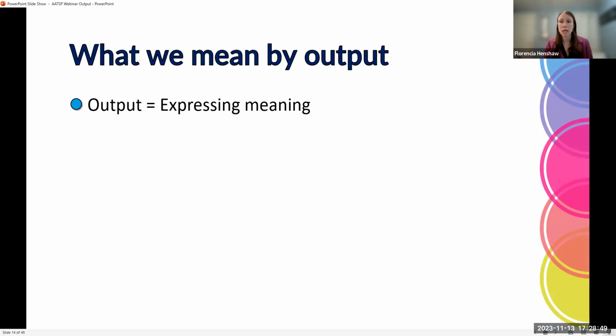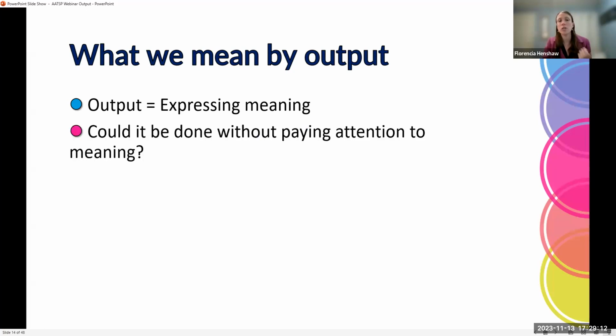So what we mean by output is not just the students reading something out loud, just the students speaking or talking, right? What we mean is expressing meaning. So if the student is just, I think Patton said, right, if they're just making sounds with their mouth, that is not enough for it to be called output. They need to be expressing meaning. And so the two key questions are, could it be done without paying attention to meaning? Could the student do it without understanding, without knowing what they're saying? That is the key question of output.